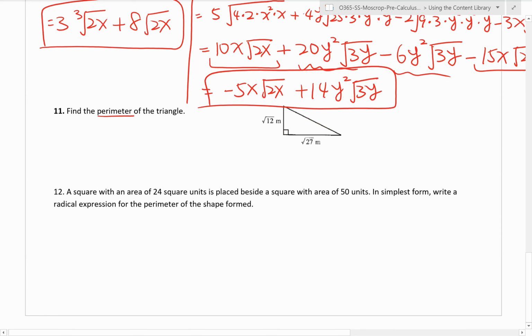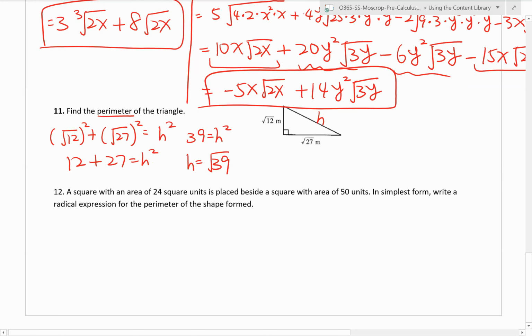So you need to use Pythagorean theorem to find the hypotenuse side. Hopefully you remember Pythagorean theorem. It's a squared plus b squared equals c squared. I'm just going to call this h for the hypotenuse. Not for Mr. H, but for hypotenuse. Okay. Square root of 12 squared is 12. Square root of 27 squared is 27. This is h squared. 12 plus 27 is 39. So h is equal to square root of 39.